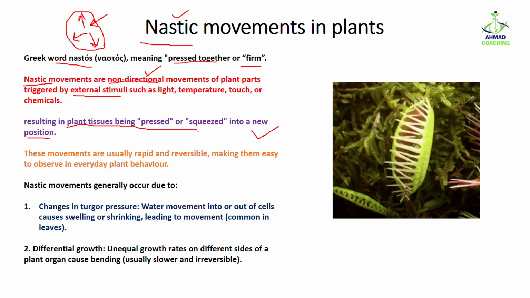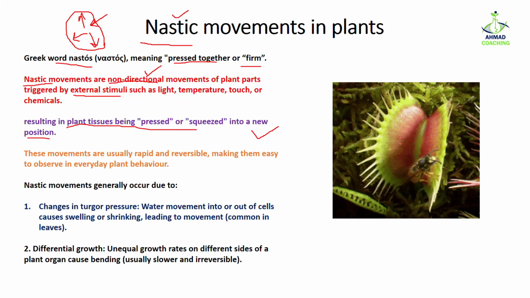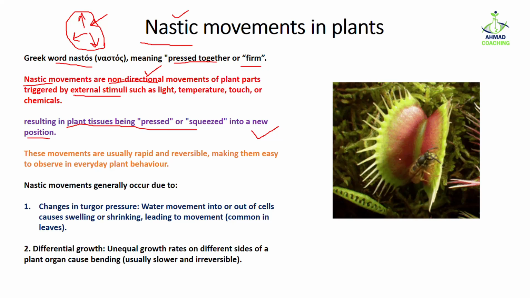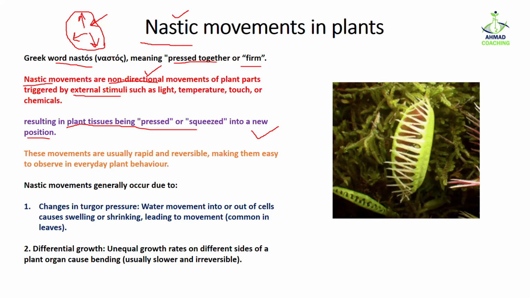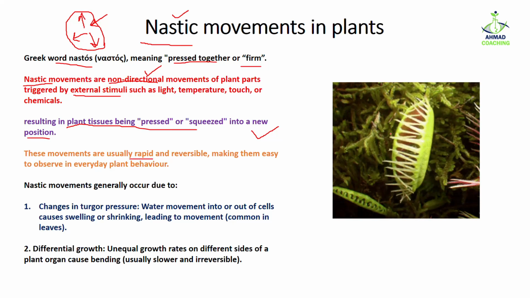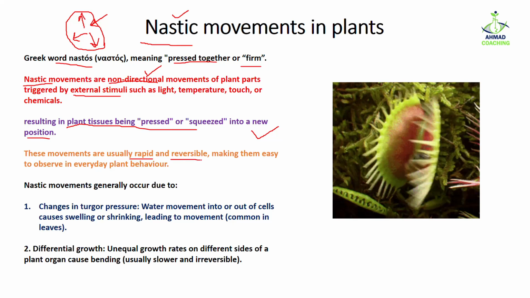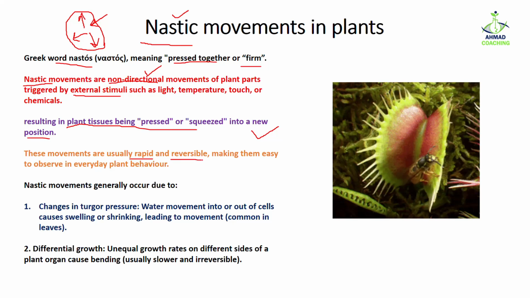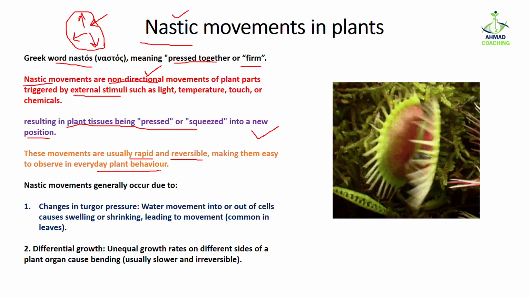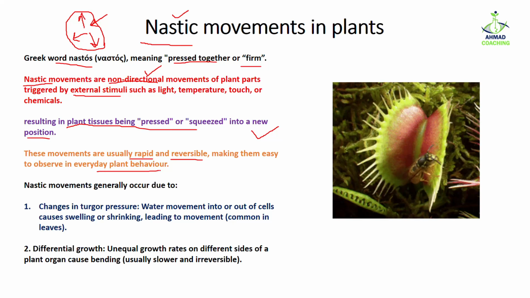As you can see in this diagram, this Venus plant, in response to the stimuli, is changing its position and it is squeezed into a new position. So that is why we are calling this movement a Nastic movement. These movements are usually rapid, as you can see how quickly the plant closes its leaf. These are reversible. It means that they can go back to their original position, making them easy to observe in everyday plant behavior. So if you observe in your everyday life, you can observe these movements which plants perform.